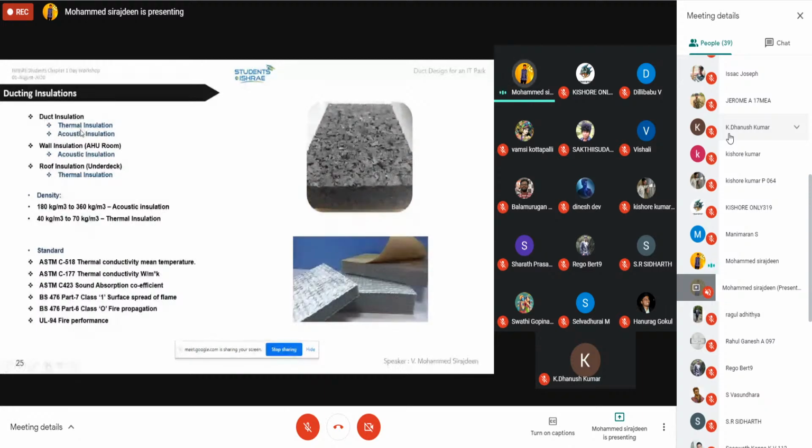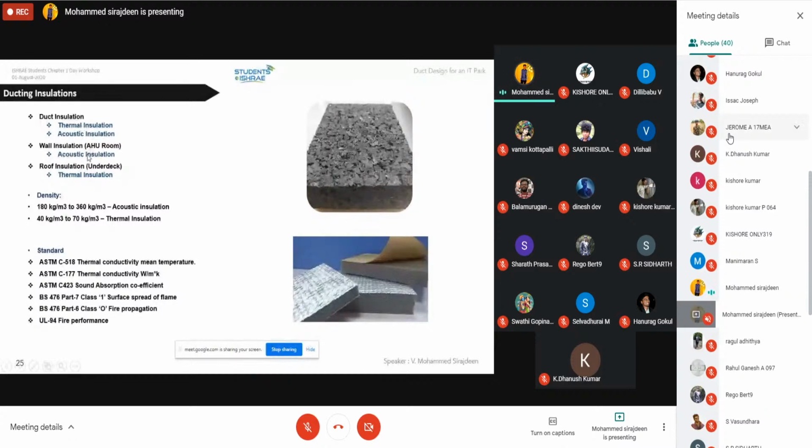Then duct insulation. Duct insulation is classified into thermal insulation and acoustic insulation. If you are going with the insulation for a wall, that is acoustic insulation. If it is a roof insulation, that is called thermal insulation. Density for acoustic insulation is 180 kg per cubic meter. If you take 1 cubic meter of the section, that weight should be 180 kg or 360 kg. What will happen? The kg will increase, so the density is also increased. That is the ratio mentioned here. Thermal insulation density, generally, will be less. These are the standards available in the market.